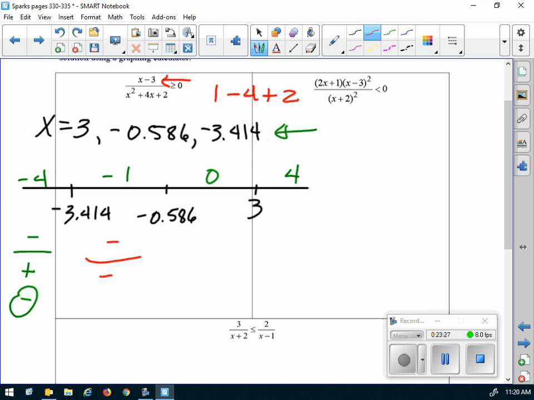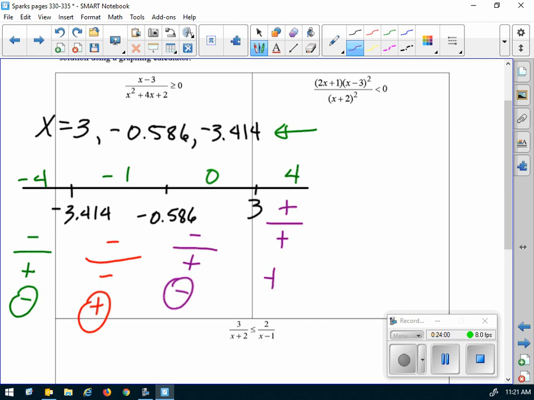And a negative divided by a negative is a positive. Tell me if I lose you. If x is 0, numerator, negative, denominator. Yep. So I get... if x is 4, positive divided by positive gives me a positive.